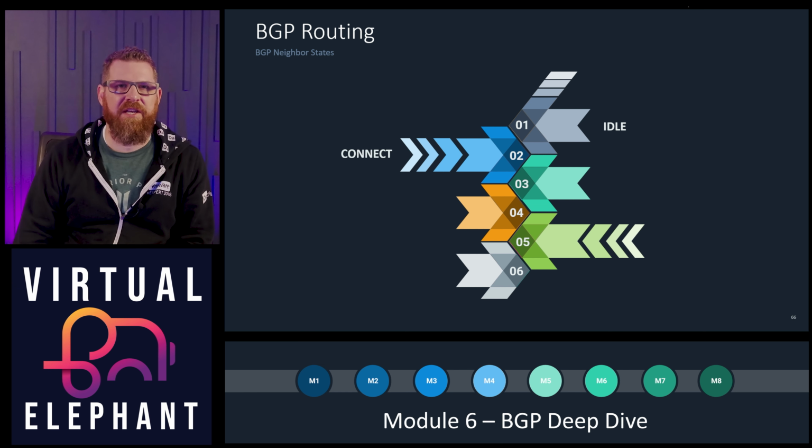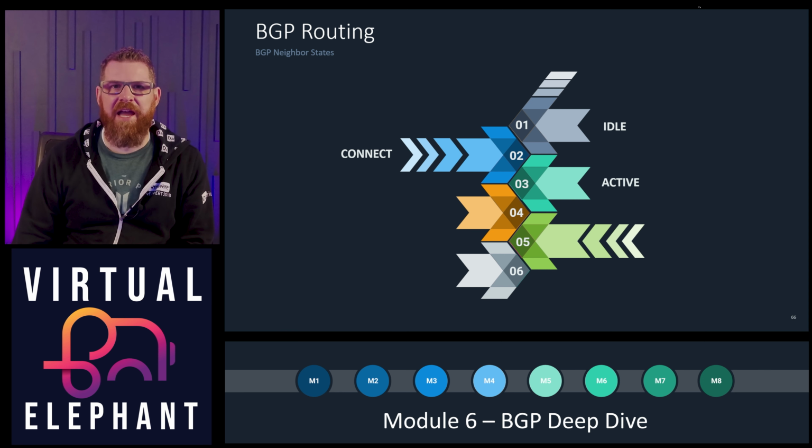Next, we have the connect state. This is when a BGP router receives information about a potential neighbor, i.e. either the router ID or an IP address, and it's transitioning to the connect state. In this state, the router is going to attempt to establish a TCP connection to the neighbor.